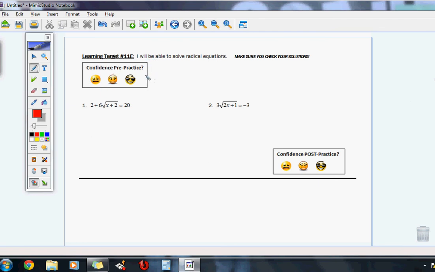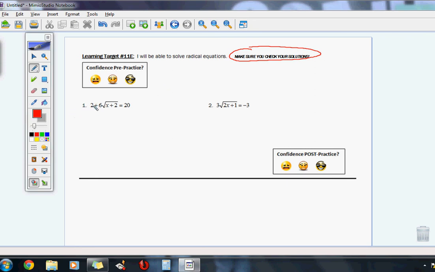The whole procedure here, if you remember, is step 1, get the radical alone. Step 2, square both sides. Step 3, solve. But we want to make sure we check our answers in case they don't work out, because sometimes they don't work out through the squaring procedure.